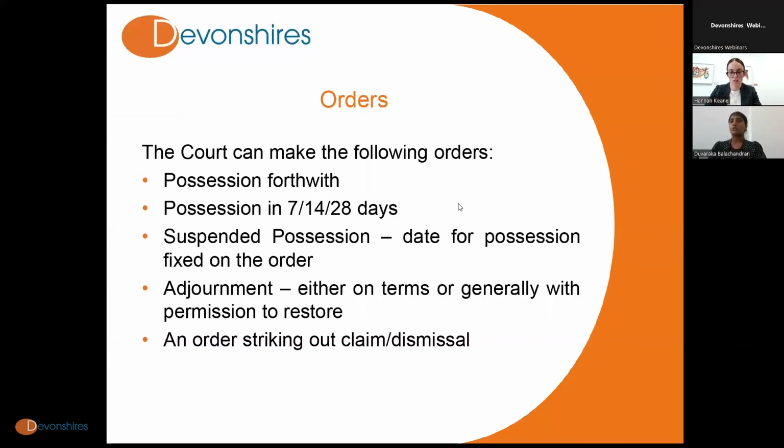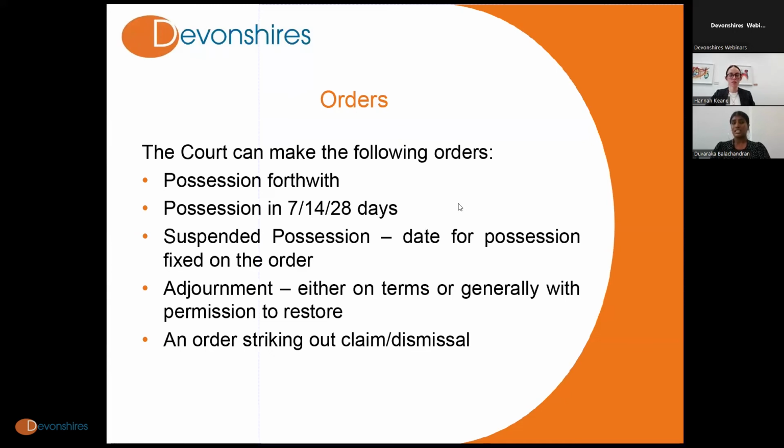Orders. So when it does come to a possession proceeding and the outcome that you're seeking, the court can make the following orders, and that can ideally be possession forthwith. This is where, as soon as the judge orders the possession, you can apply for possession of the property by doing a warrant of possession. Or there can be possession in 7, 14, or 28 days. So you have to wait for 7 days since the order is granted, 14 days, or 28 days.